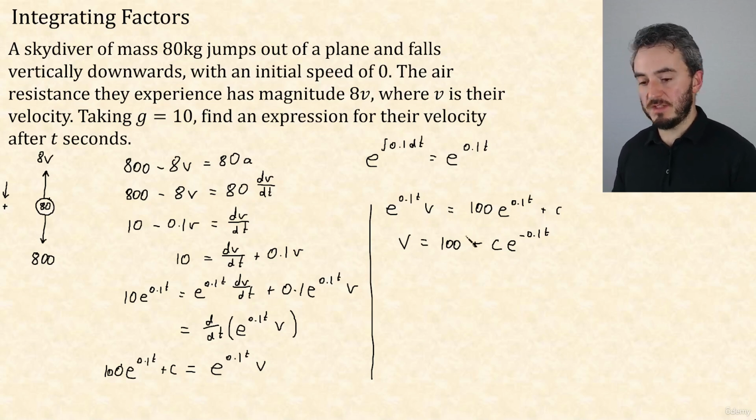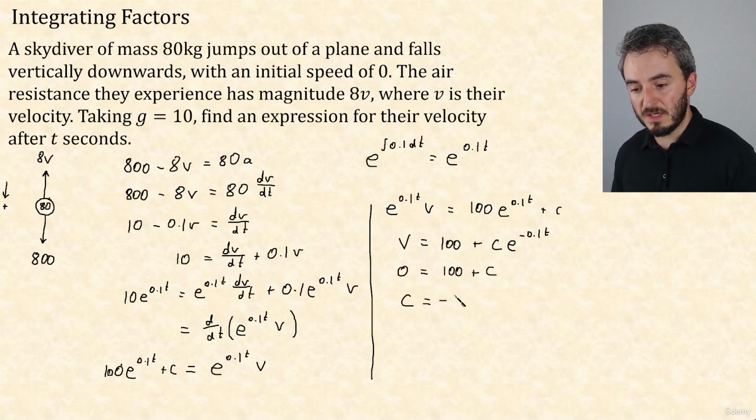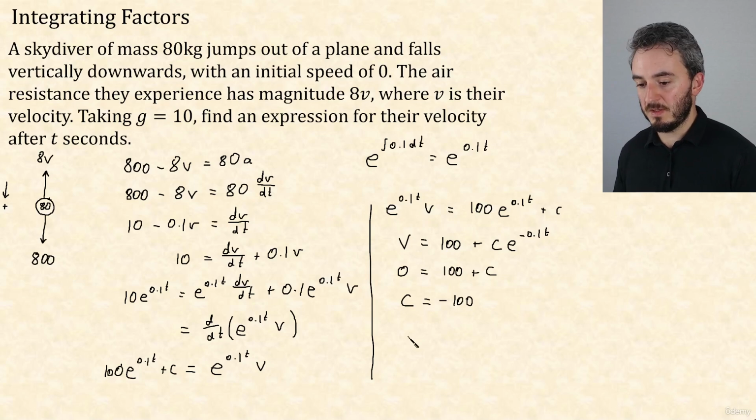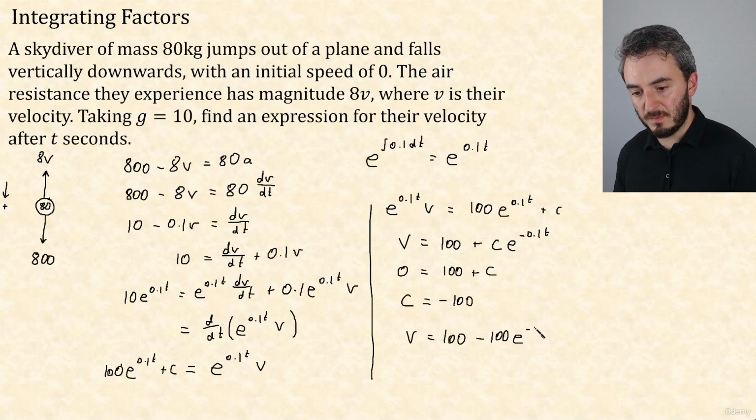Now we'd like to know what c is, but we're basically done, right? We have an expression for their velocity after t seconds. We do know that initially their speed is 0. So v is 0 when t equals 0. So we have 0 equals 100 plus c times e to the 0, which is 1, so just c. So we know that c must be minus 100. So that means that v is 100 minus 100 e to the minus 0.1t.